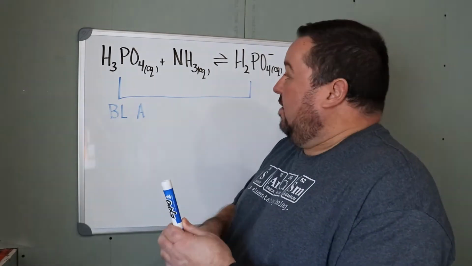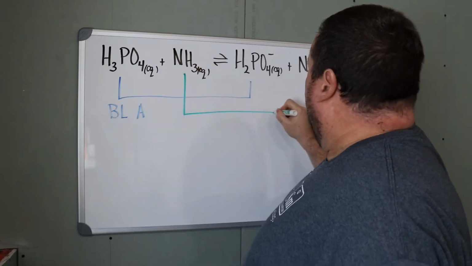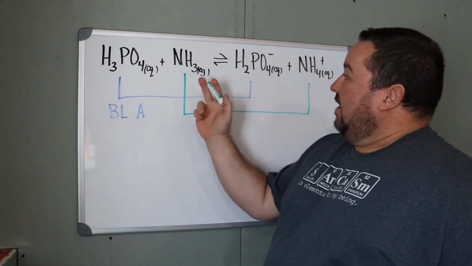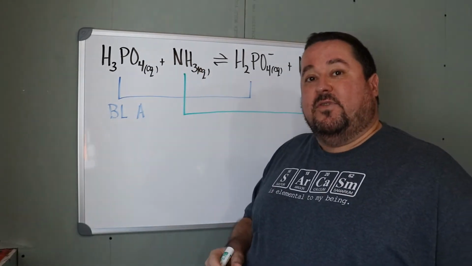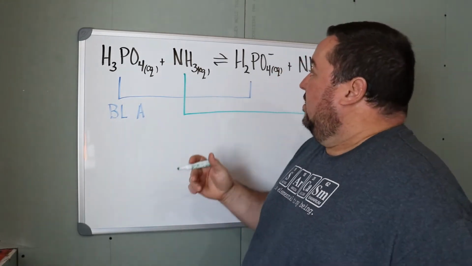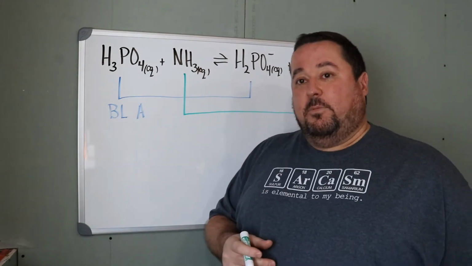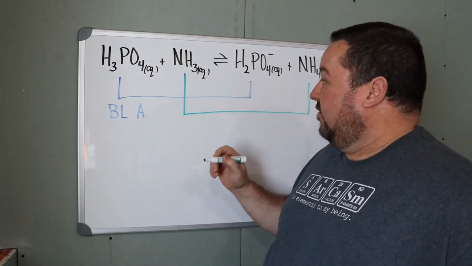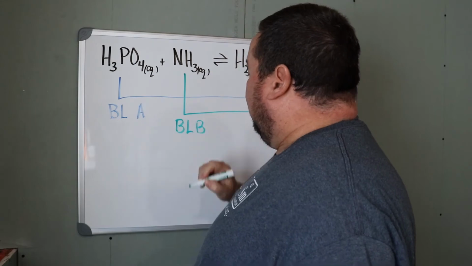I have to do the same type of thing now for my ammonia. Ammonia becomes ammonium ion. So NH3 is becoming NH4 positive, and these two are only different by an H positive. So this time the NH3 is accepting a proton or hydrogen ion. It is increasing by H positive. So this is my Bronsted-Lowry base.